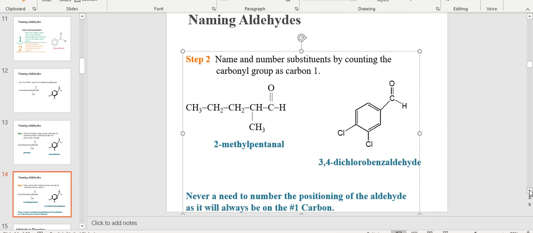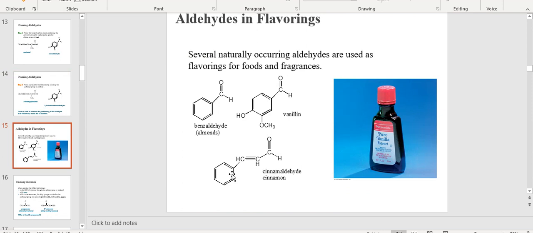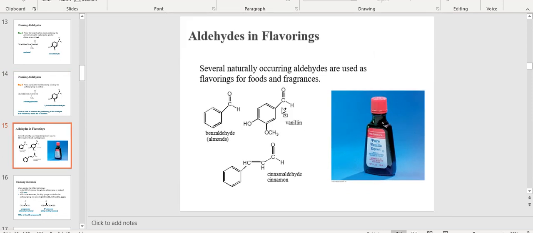What do we got here? You never need to number the positioning of the aldehyde, as it will always be on the number 1 carbon. Okay, so that's how this one goes. What do we got here? Aldehydes and flavorings, yeah, there's lots of them. Almonds is benzaldehyde, vanilla, cinnamon.